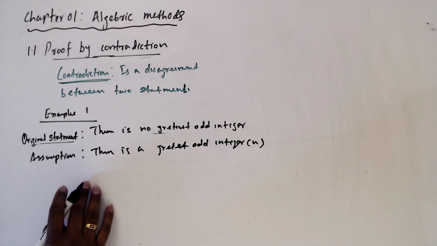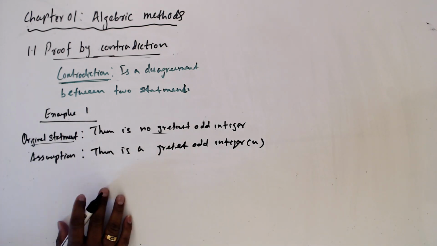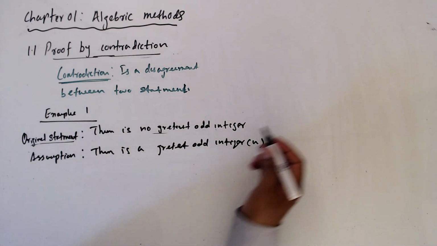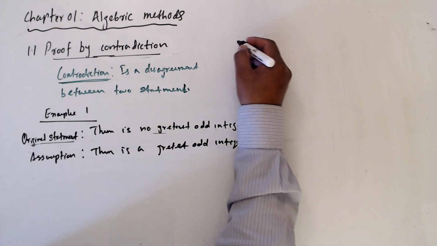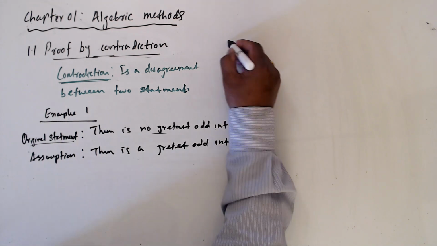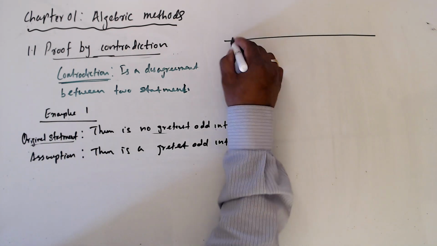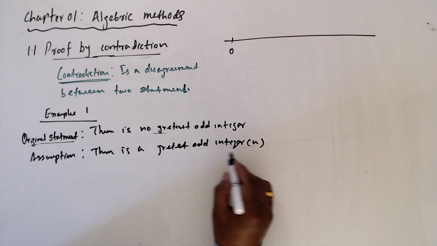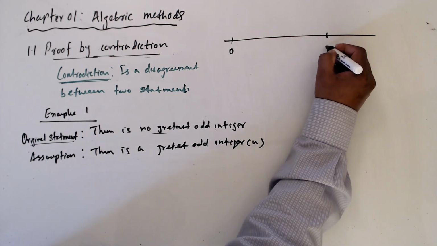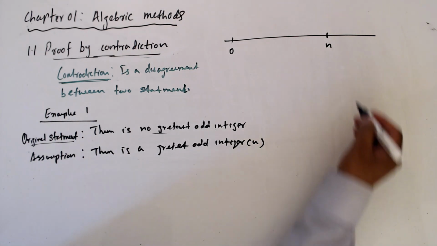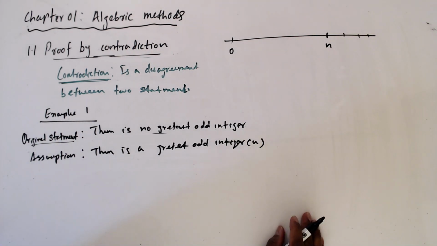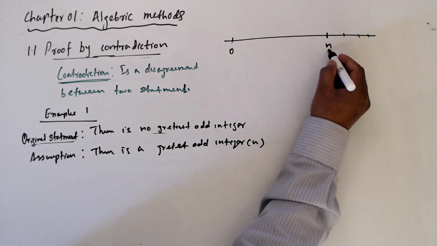Now we want to give the mathematical argument. Now this is the mathematical argument. We'll understand this one first. So there is a greatest odd number. Take this number line. Let's assume that the maximum odd number is n, and there are other numbers, but there are no more odds after it. So this is the last odd number.